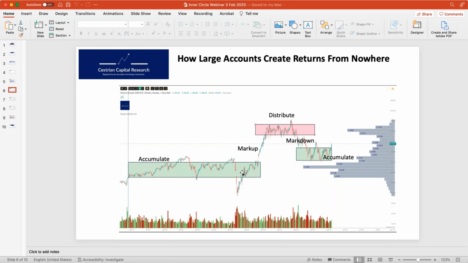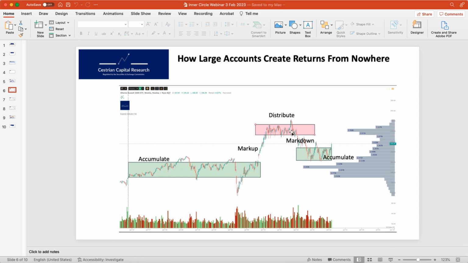So COVID comes and goes, the deep crisis, the accumulation finishes here, and you can see the markup rocket. So as we know what happened, federal stimulus comes in, free money, and people start buying stocks. But big account players aren't buying it. Look at the volume. Volume's low in this cycle.